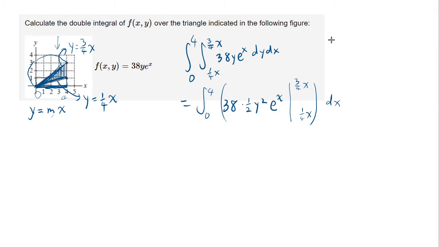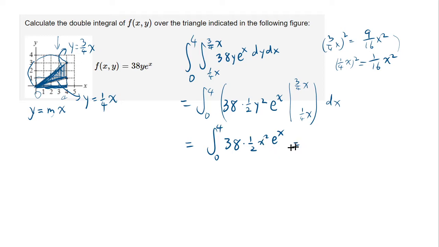Now 3/4 squared gives you 9/16 x squared, whereas 1/4 of x squared gives you 1/16 x squared, and when you subtract them, you end up with 8/16, which is 1/2 x squared. Okay. So you end up with 38 times 1/2 x squared e to the x, integration from 0 to 4. 38 divided by 2 is 19, so I pull the 19 outside the integral. So 1/2 and 38 cancel, and we only have x squared times e to the x dx.